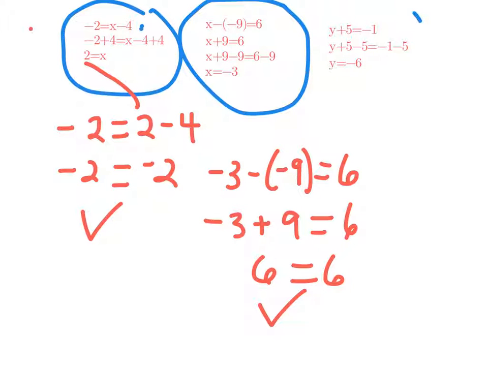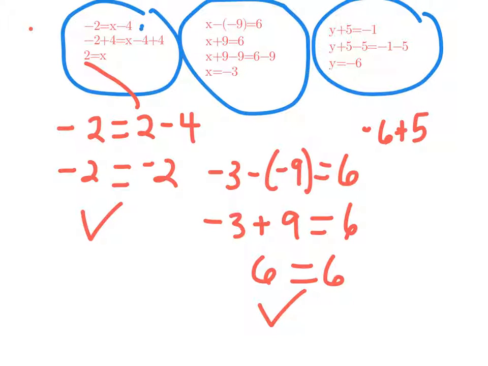On our last example up here, we had y plus 5 equals negative 1. And we want to subtract 5 from both sides to get the y isolated on its own. So we end up with y plus 5 minus 5 equals negative 1 minus 5, and then that works out to be negative 6. Y equals negative 6. So let's see if that checks out. We will put negative 6 plus 5 equals negative 1. And we can already see that this will be negative 1 equals negative 1, and so that checks.